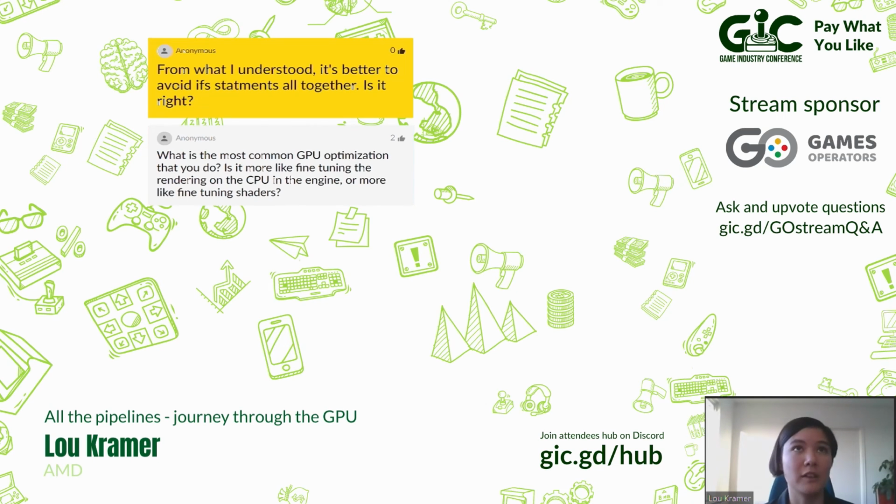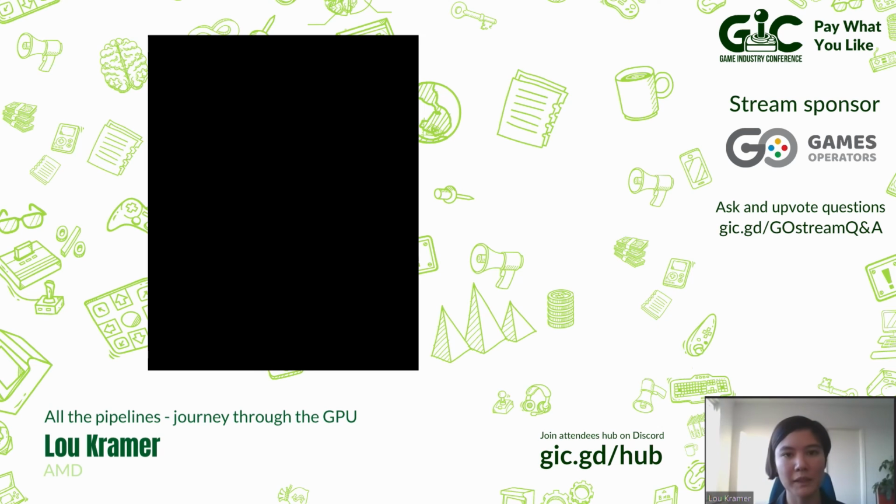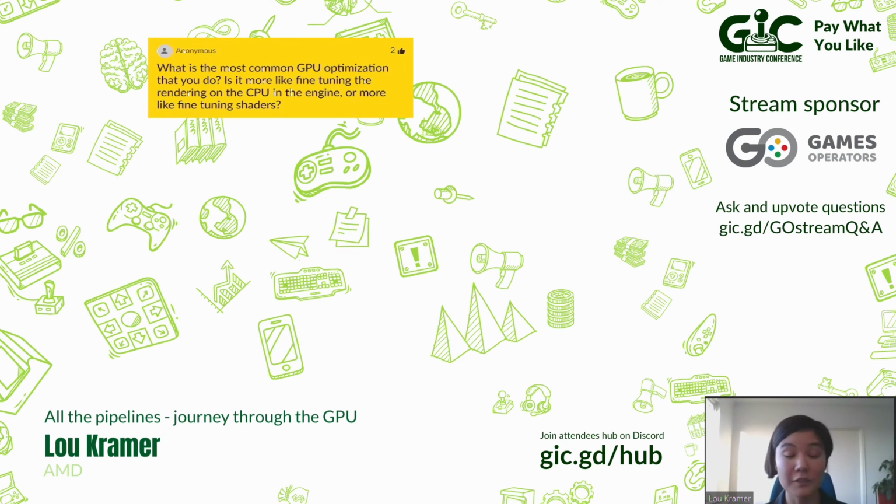So usually I work on GPU bound cases. That means I don't really do fine-tuning on the CPU, but of course, if you're CPU bound, you have to look at that. So it also depends on your game, whether it's CPU bound or GPU bound, because it doesn't really make sense to do fine shader tuning if the bottleneck is on the CPU side.